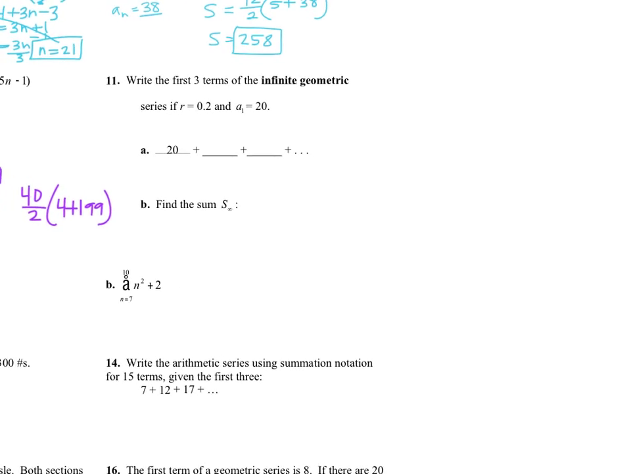Number 11 here, write the first 3 terms of the infinite geometric series if r is 0.2 and a sub 1 is 20. So you're going to take that 20 with a common ratio of 0.2. You're just going to go times 0.2 and you get a 4 right here. Then you're going to multiply by 0.2 again and you get 0.8 for that one.